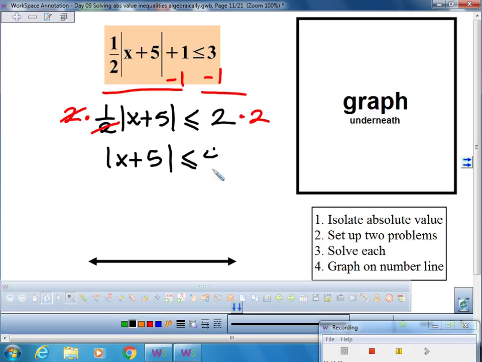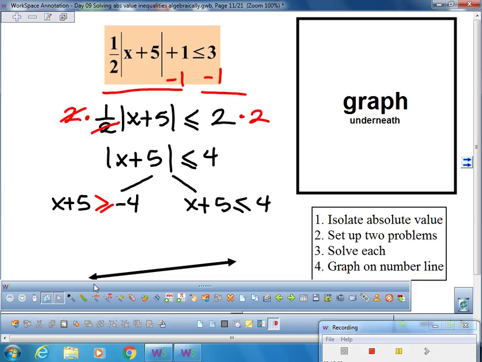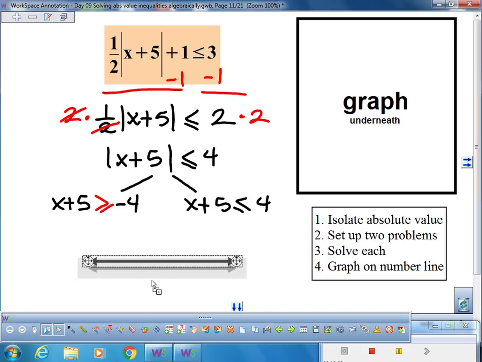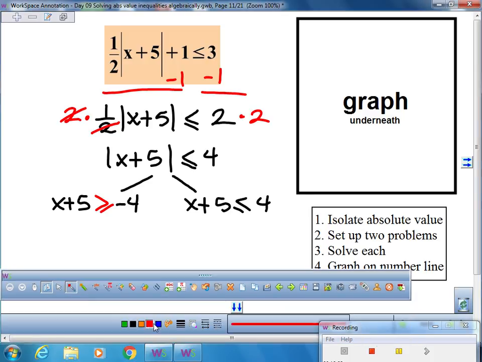Now I have isolated my absolute value, so I'm going to set up two equations. X plus 5 is less than or equal to 4. And x plus 5, flipping that sign. So now instead of less than, it's going to be greater than or equal to negative 4. Let me move my little number line down. That's better. So when I solve this, this is going to be subtract 5, subtract 5, subtract 5, subtract 5.